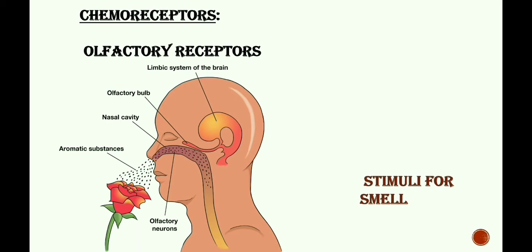Second one for chemoreceptors is olfactory receptors. For olfactory receptors, the location is olfactory epithelium of nose, and its main function is that it is sensitive to about 10,000 different types of smells. That means it receives stimuli for smell.